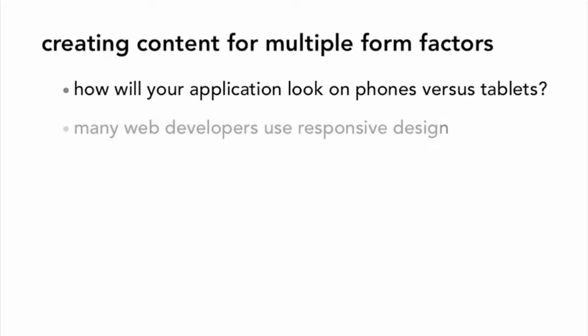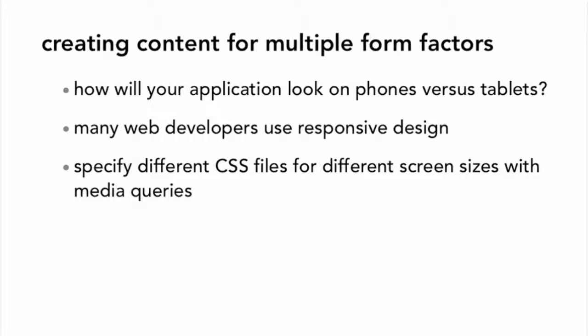One of the most common tactics for creating content that works across devices is responsive design. Responsive design lets you specify different CSS files for different screen sizes and different form factors. So instead of creating entirely new content or entirely new applications for smartphone, tablet or desktop, you can reuse content and simply swap out a new CSS rule depending on the size of the screen.